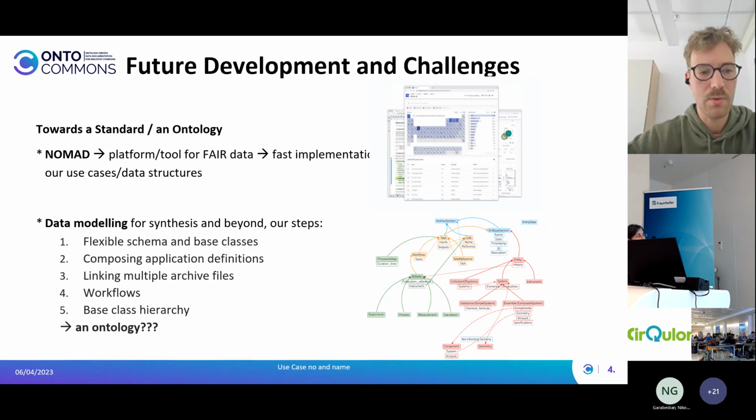So we started to develop a data model for synthesis, which also goes beyond synthesis data. And what we did is we started with some flexible schemas and base classes that we could use for different users and compose different application definitions. So application definitions is the data structure for a certain synthesis method, for example. And then we continued trying to make references and links between those different data points. And there, the next step was then to define workflow. So getting deeper into data modeling. And at the end, we had a base class hierarchy, which at the moment looks like this. And we realized, oh, we are not only data modeling anymore, we are working towards an ontology.